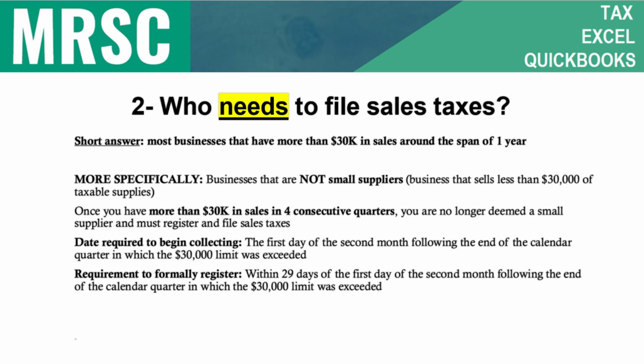And the date that these businesses are required to begin collecting is the first day of the second month following the end of the calendar quarter in which the $30,000 limit was exceeded, and the requirement to formally register is within 29 days of the first day of the second month following the end of the calendar quarter in which the $30,000 limit was exceeded. So I'm giving you the actual definition from basically the CRA, but we'll be looking at an example which will make this a lot clearer in just a second.